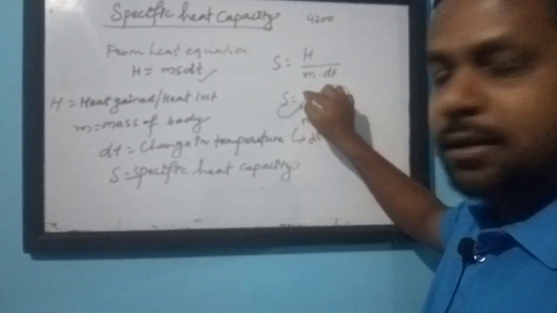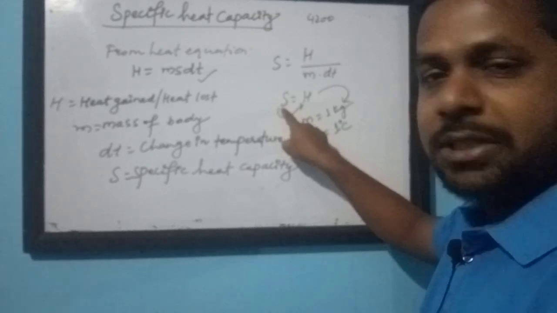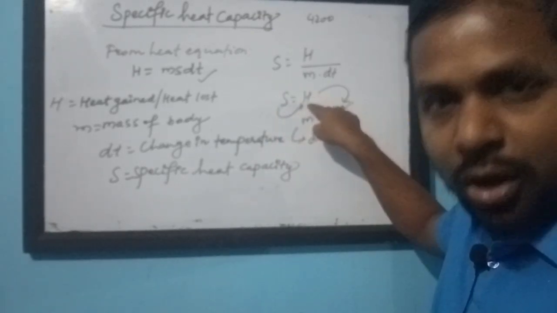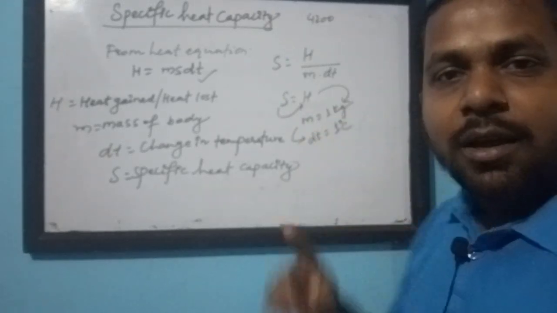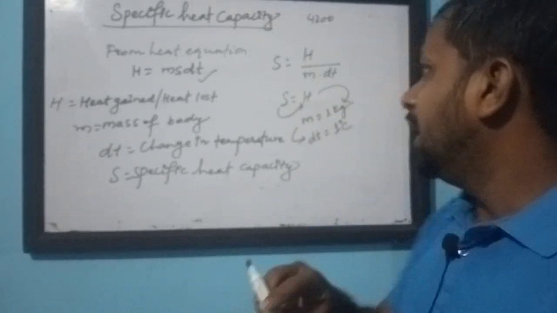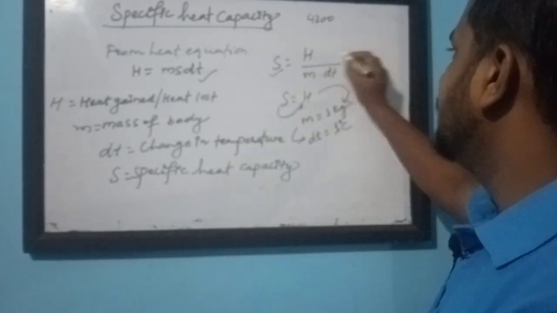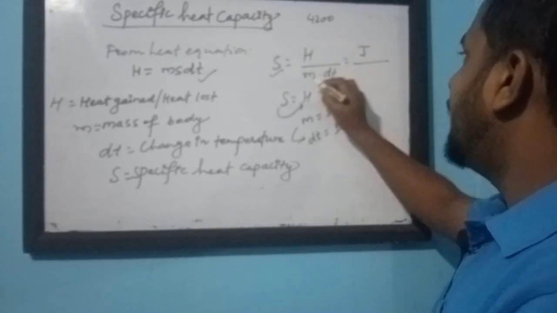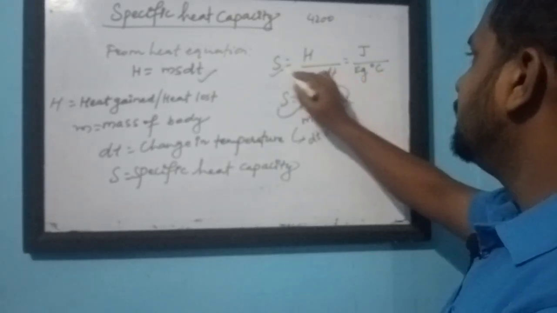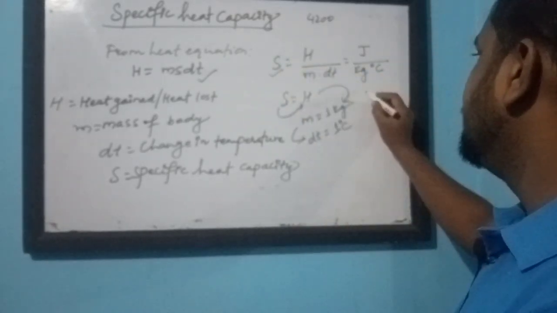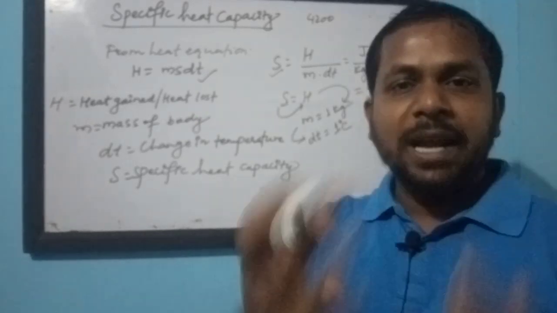Now here we can define the specific heat capacity. Specific heat capacity is the amount of heat gained or heat lost by a 1 kg body to change its temperature by 1 degree Celsius. And what will be the unit of specific heat capacity? Let us see. The unit of H will be joule, mass will be kg, and temperature unit will be degree Celsius. So the unit of specific heat capacity becomes joule per kg degree Celsius. Let us practically understand now.